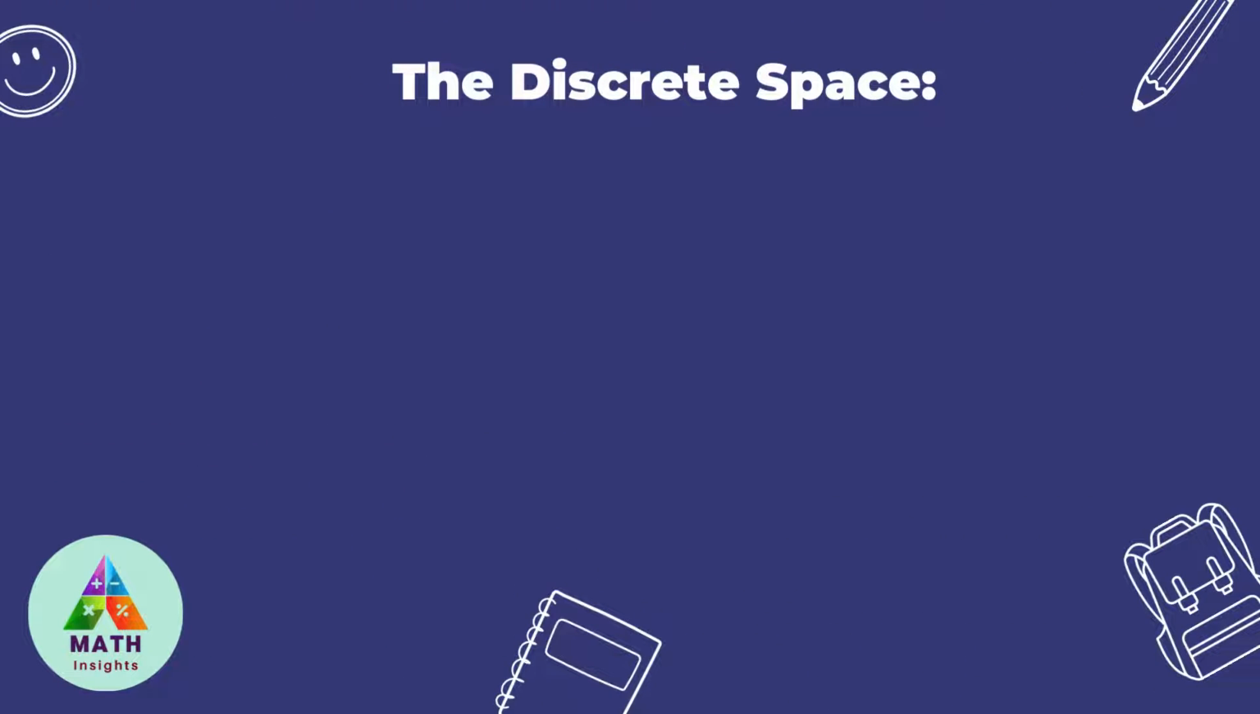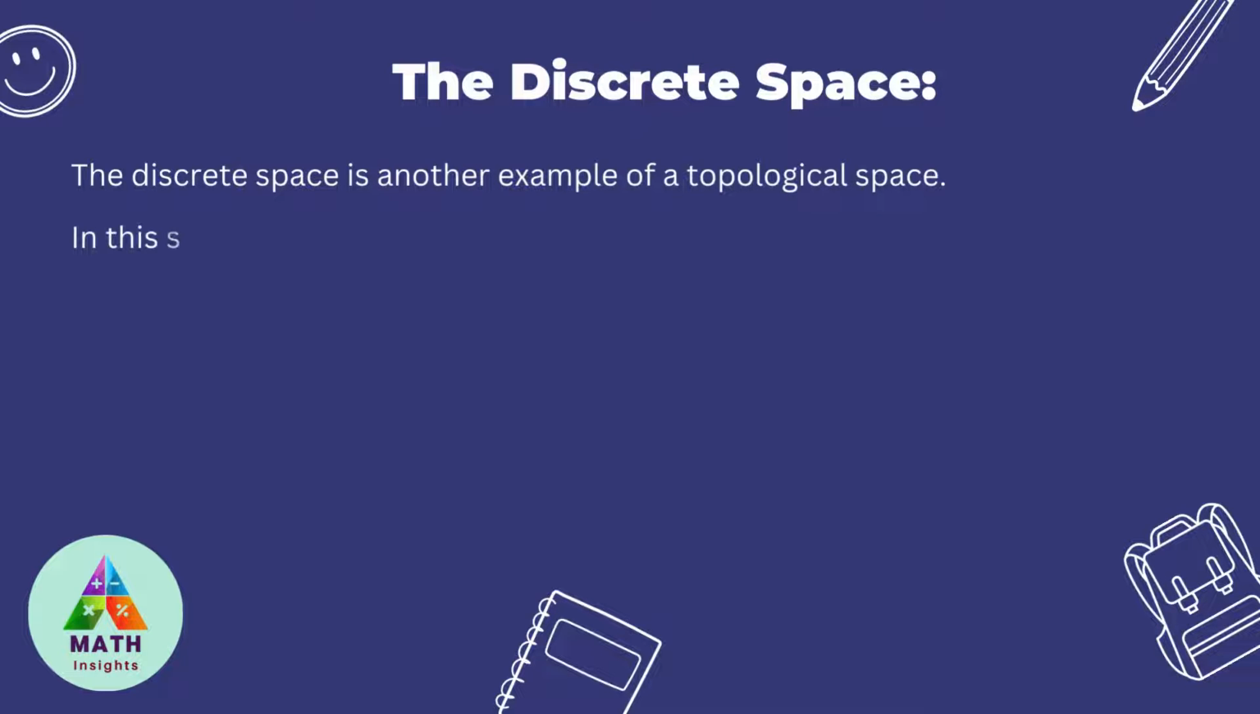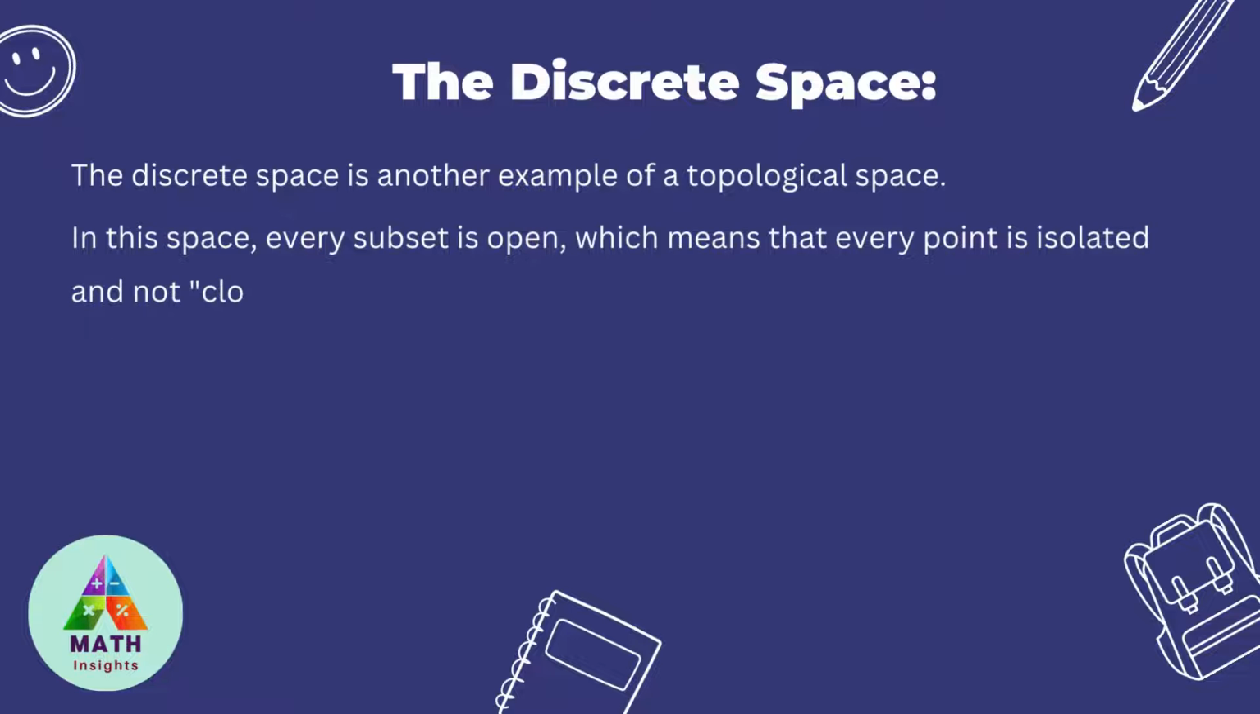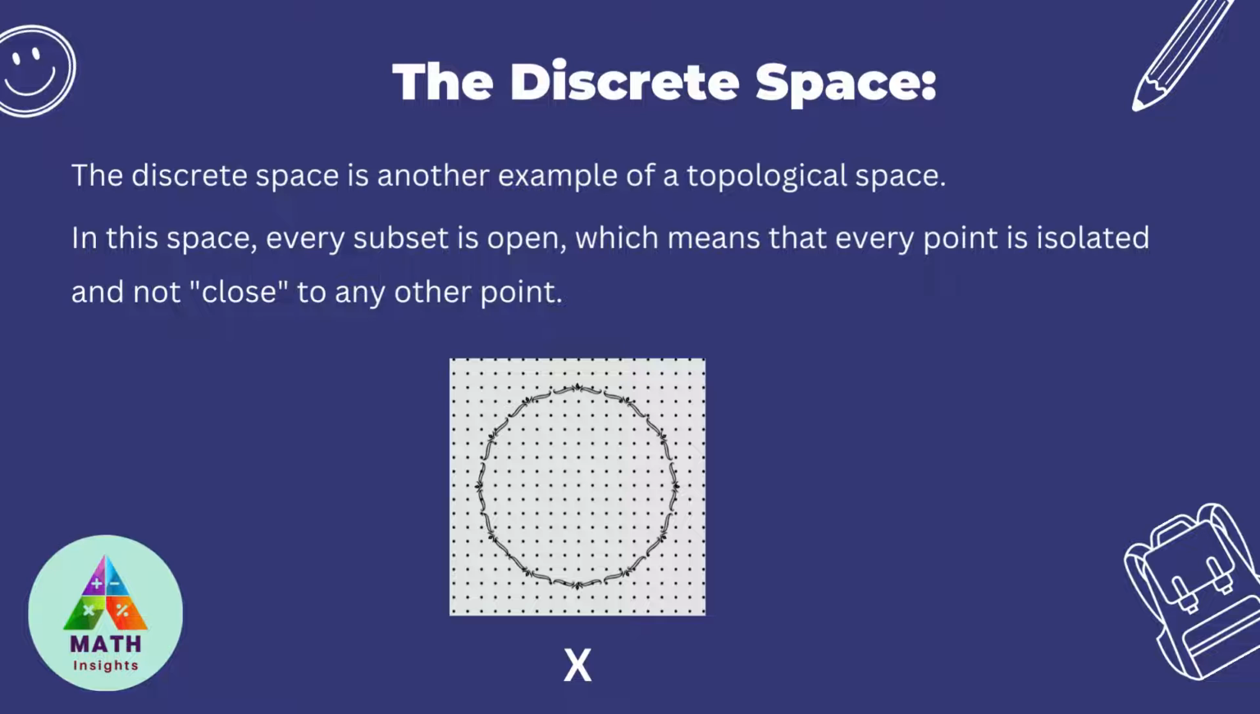Our next example is discrete space. The discrete space is another example of a topological space. In this space, every subset is open, which means that every point is isolated and not close to any other point. You can see the shape of a circle in discrete space X. The circle becomes deformed by the resolution, being hard to decide whether it represents a circle.